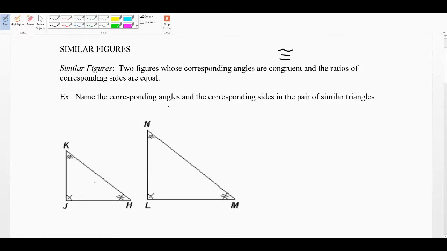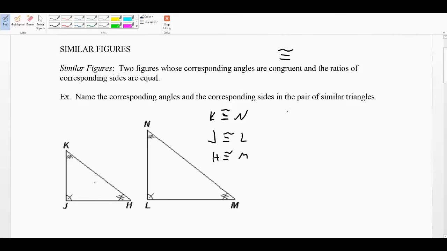So the corresponding angles for these two examples, if you take a look, looks like these two have the same appearance but different size. So what that means is I'm going to say that K is congruent to N. That means that those two angles correspond. We're using capital letters for the angles. J is congruent to L, and then H is congruent to M.